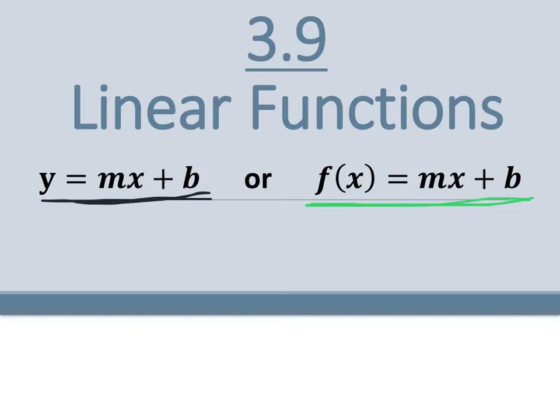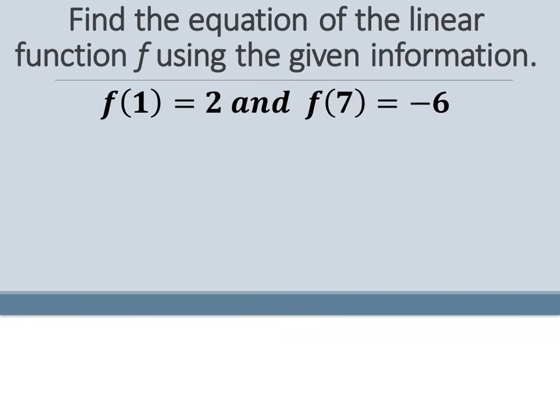And so we're just taking 2 points and we're going to write the equation for them. Just like you did in Algebra 1, we're just taking it a step further and doing it the way Algebra 2 does. So we're going to find the equation of the linear function f using the given information.